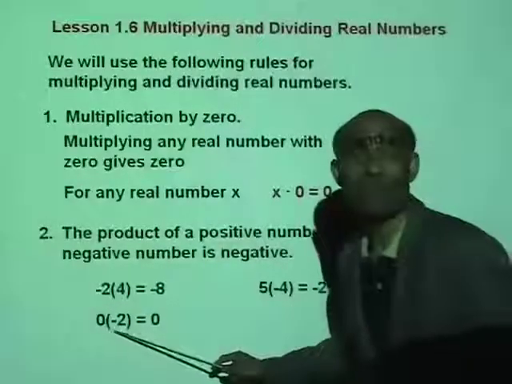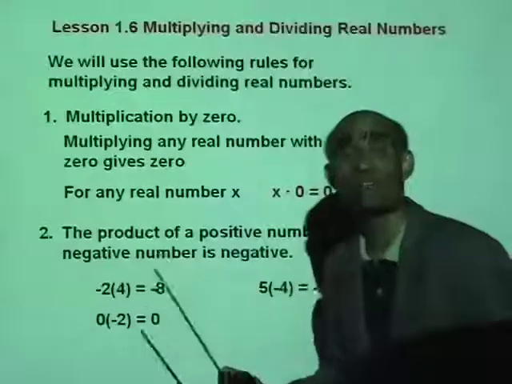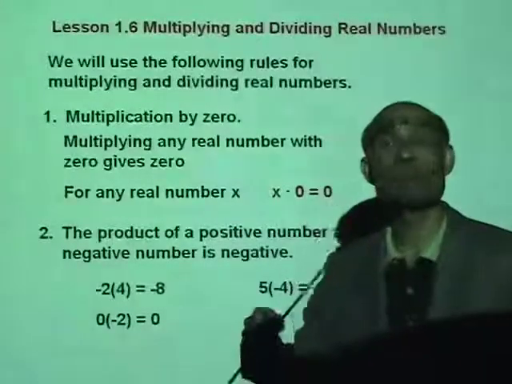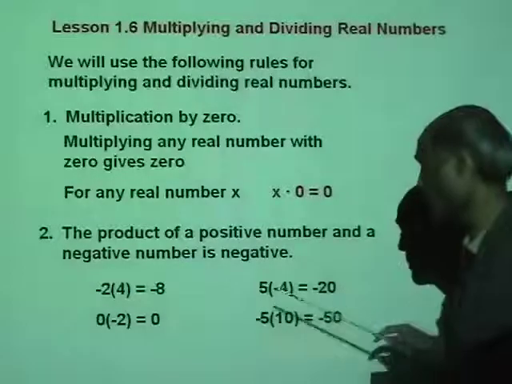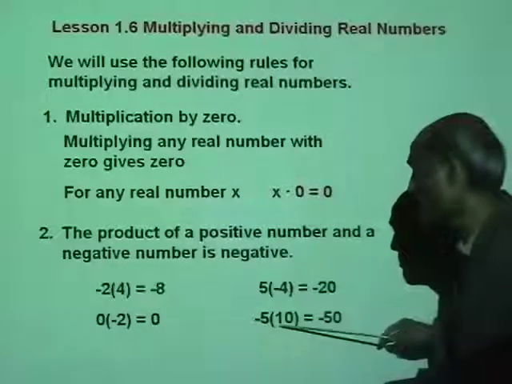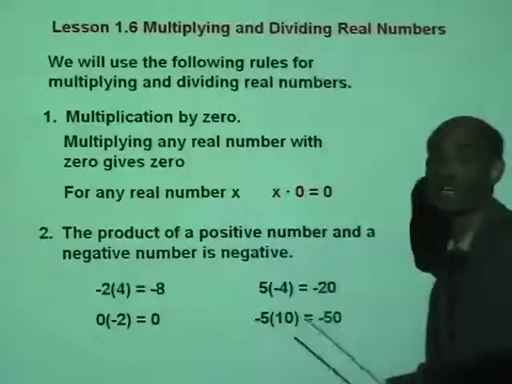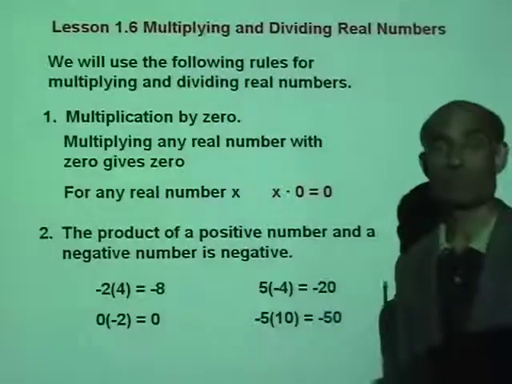0 multiplied by negative 2 is 0. 0 multiplied by any real number is always 0. Negative 5 multiplied by 10 is negative 50.